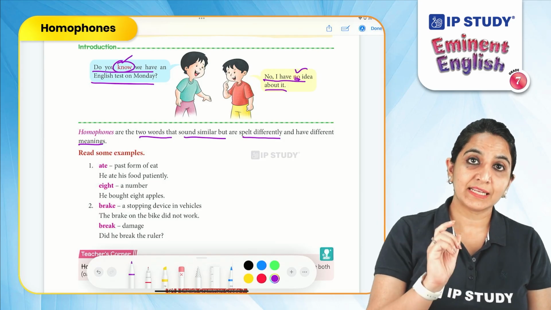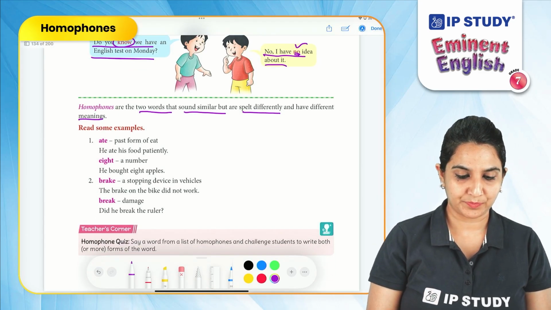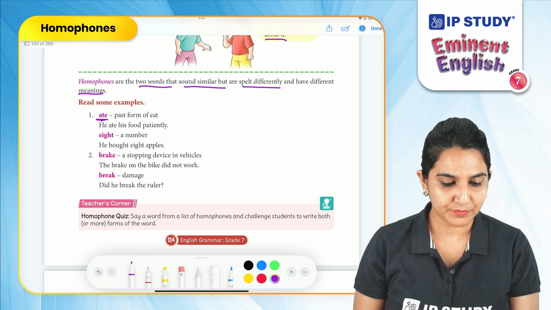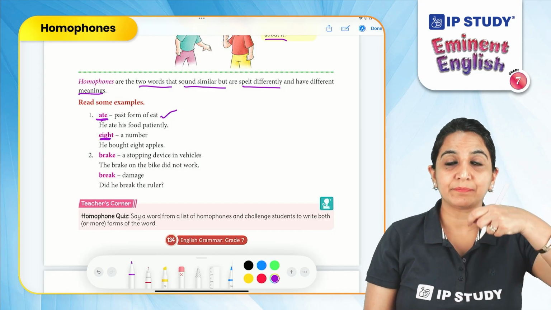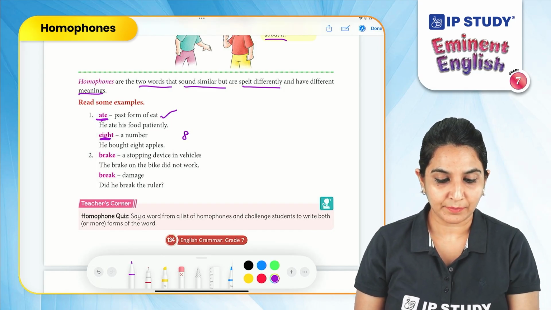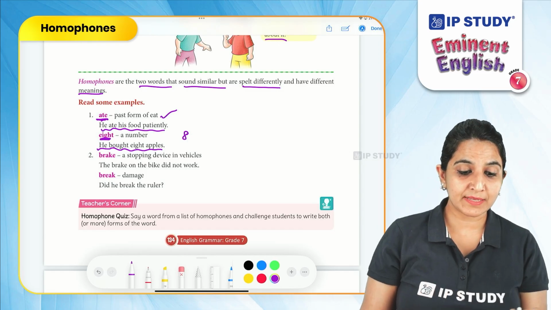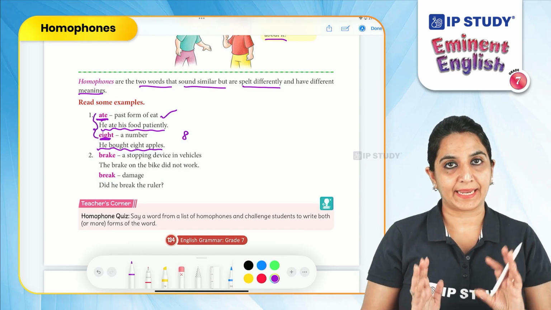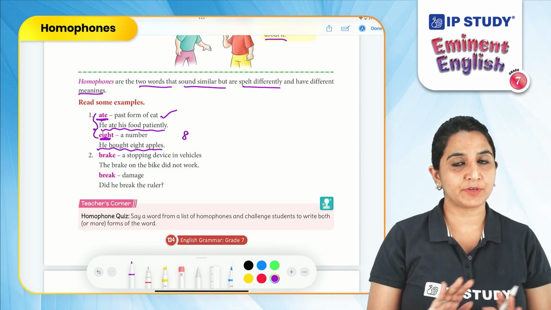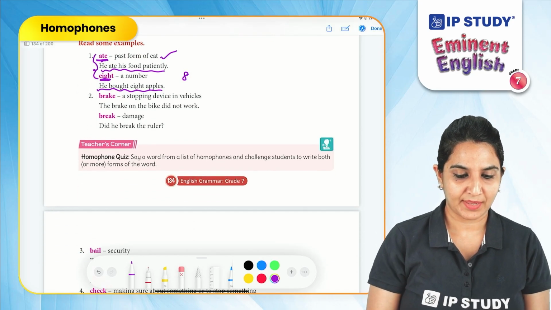We will read those pairs of words and read each of them with examples. Eight. This ate is the past form of eat, meaning to eat. This eight is the number 8. He ate his food patiently. He bought eight apples. So see, they only sound the same, but they have different meanings, different spellings and different usage in a sentence.